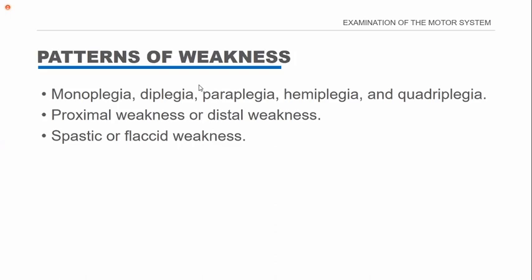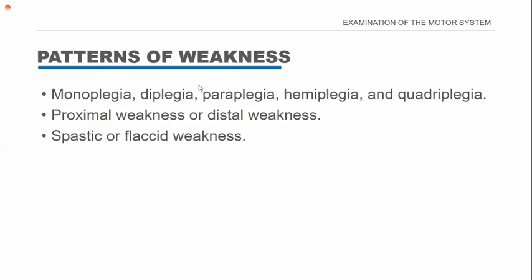How many patterns of weakness do we see? We can see monoplegia when only one limb is affected, diplegia when two limbs are affected, paraplegia when both lower limbs are affected, hemiplegia when one side of the body, half of the body, is affected, and quadriplegia when all four limbs are affected. This is how we describe paralysis.